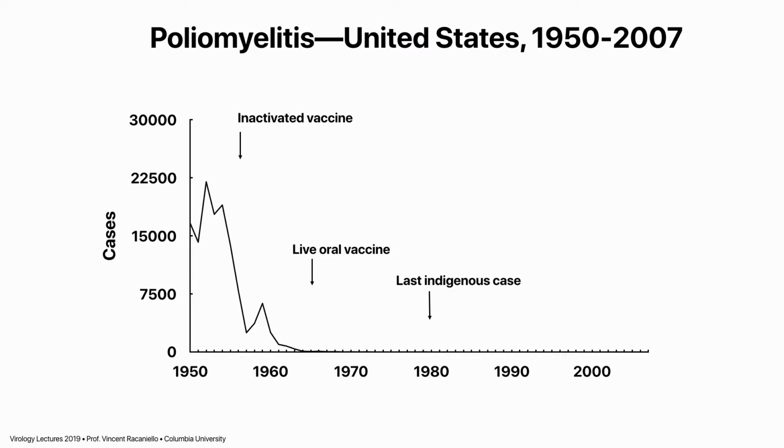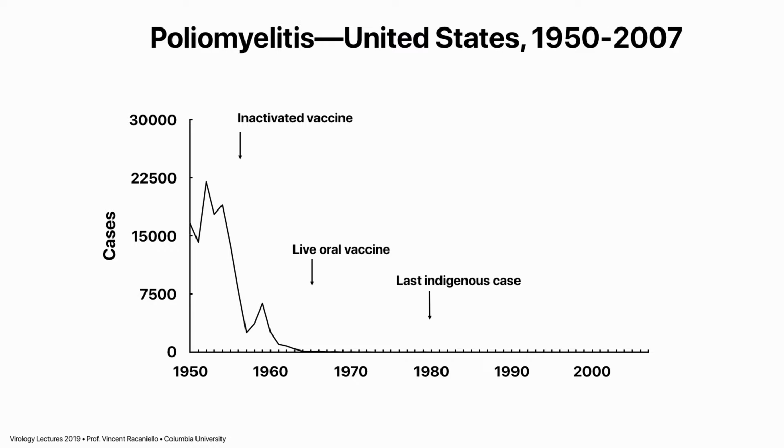In the US, we used to have 20 to 30 to 40,000 cases of paralytic polio every year. We developed 2 vaccines, which we'll talk about later in some detail. An inactivated vaccine was introduced in 1955. In fact, April 12th or April 15th will be the anniversary of its licensure in 1955, the Salk vaccine. That brought the number of cases down to about 2,000 a year.